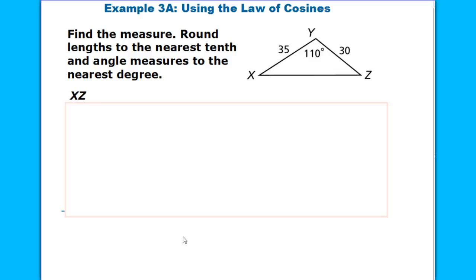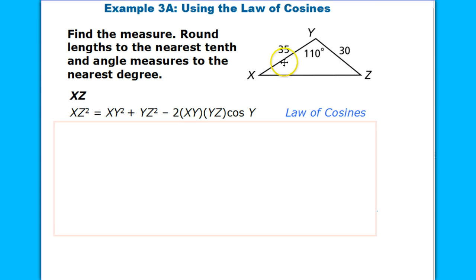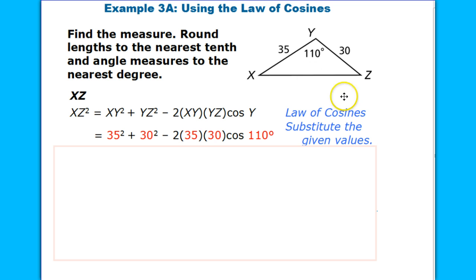So let's find the measure, and we're looking for XZ. Round your length to the nearest tenth. All right, we're finding XZ, so we would say XZ squared, this unknown side squared, equals XY squared plus YZ squared, these two sides, minus 2 times XY times YZ times the cosine of Y. There's our law of cosines. Let's now substitute the known values. XY is 35 and YZ is 30. We know our angle measure is 110.